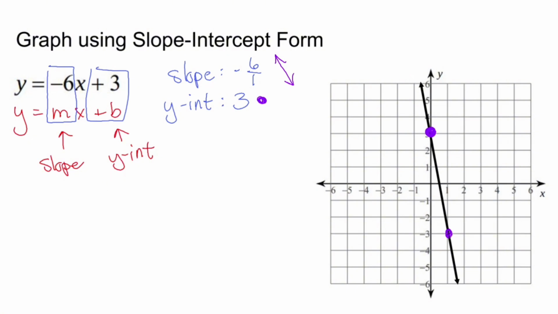If you have 15 points, then draw a line through 15 points. In this case, I only have 2 points, so I'm going to draw a line through just those 2 points, and I'm done.